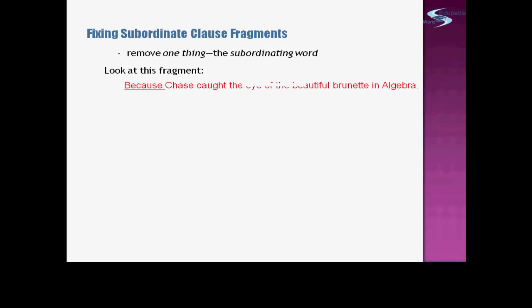Fixing subordinate clause fragments. When you have a subordinate clause fragment, removing one thing, the subordinating word, will give you the necessary main clause. Look at this fragment. We had this fragment a while ago. Because Chase caught the eye of the beautiful brunette in algebra. What?